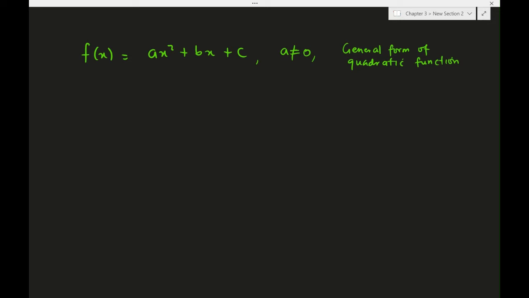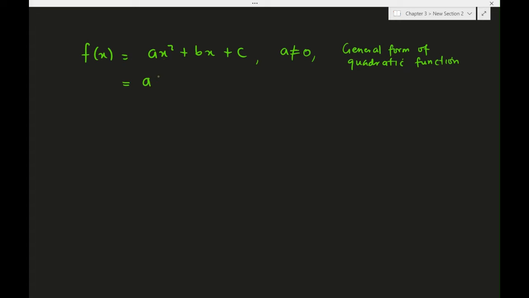Now, to convert this into the standard form, we will use the completing the square method. And what do we know about using the completing the square method? We always want the coefficient of x squared to be equal to 1. But here the coefficient of x squared is a, and we cannot divide by a because we don't have equals to 0. We don't have an equation.